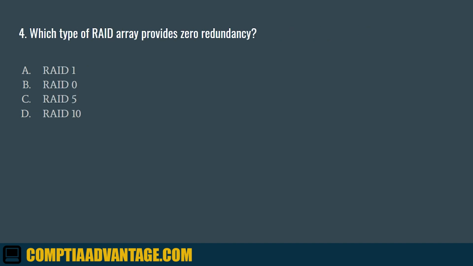Question 4. Which type of RAID array provides zero redundancy? A. RAID 1, B. RAID 0, C. RAID 5, D. RAID 10. The correct answer is B.